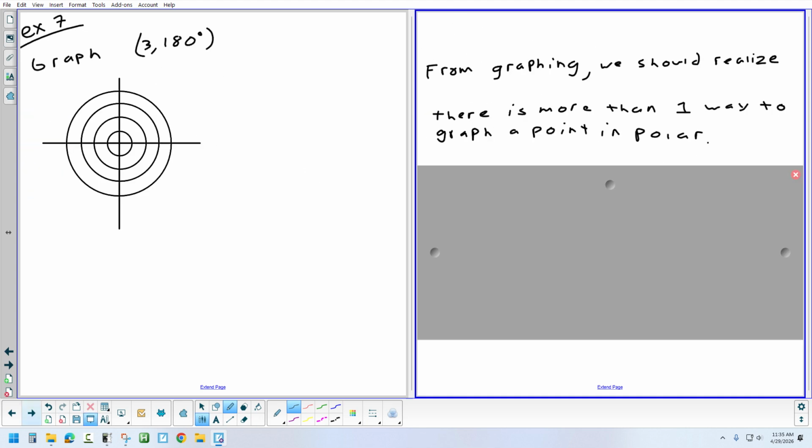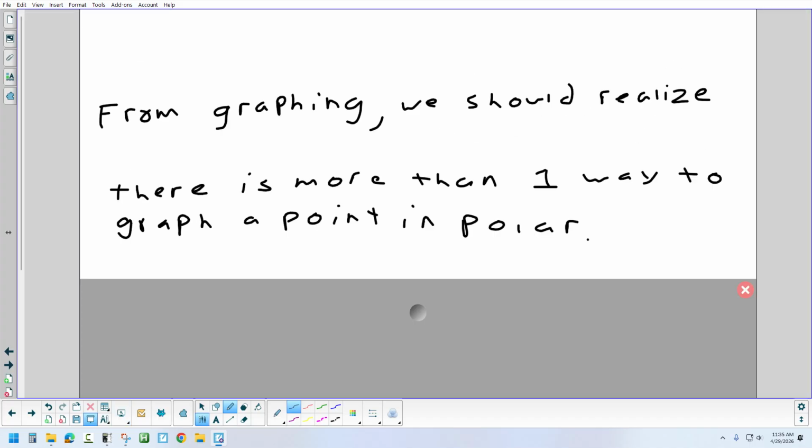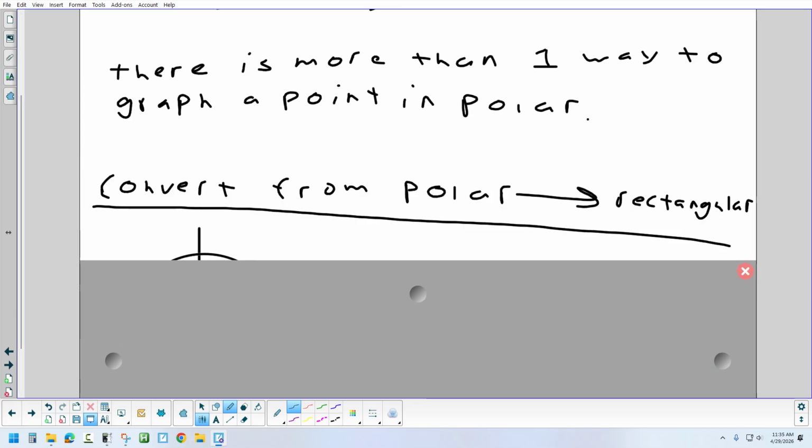So now, again, writing down what we already realized: there's more than one way to get to a point in polar, up to how many? 4, but if you're on the polar axis, you only get 3. All right, so the last 2 things we're going to look at are changing from polar to rectangular and rectangular to polar. Let's start with polar to rectangular.